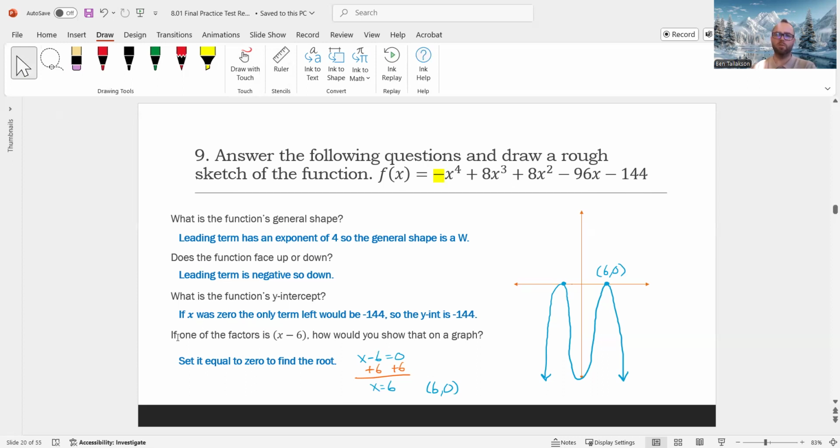And our last question here, if one of the factors is x minus 6, how would you show that on a graph? Well, that's not too difficult. All you do is set it equal to 0 and solve for x. So that tells you if this is a factor, then an x-intercept is what you get when you solve for x. In this case, the x value of 6, y value of 0, because it's on that x-axis.